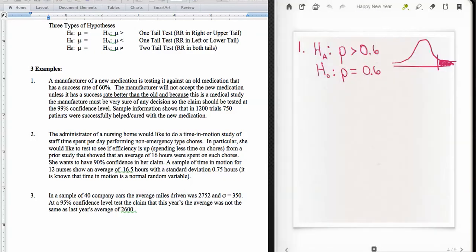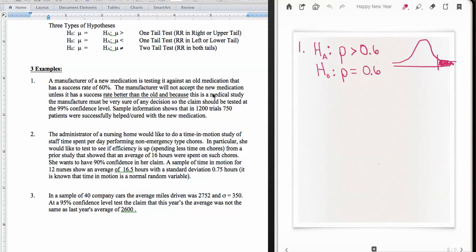So let's take a look at our first example, the proportion example. So remember that a manufacturer of new medication is testing it against an old medication that had a success rate of 60%. The manufacturer will not accept the new medication unless the success rate is better than the old. So that was where we got our hypotheses.